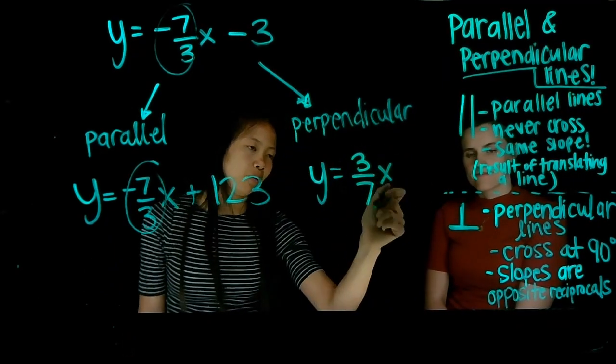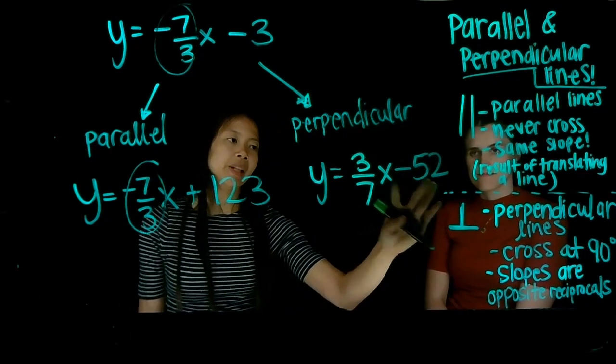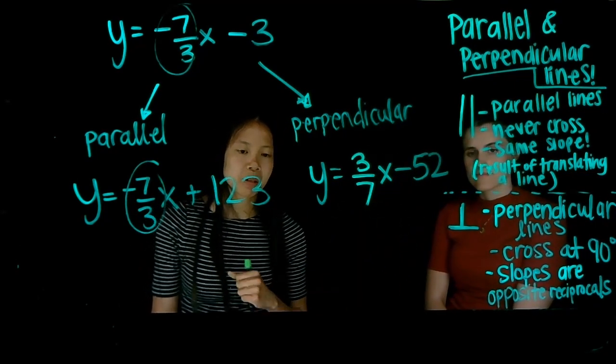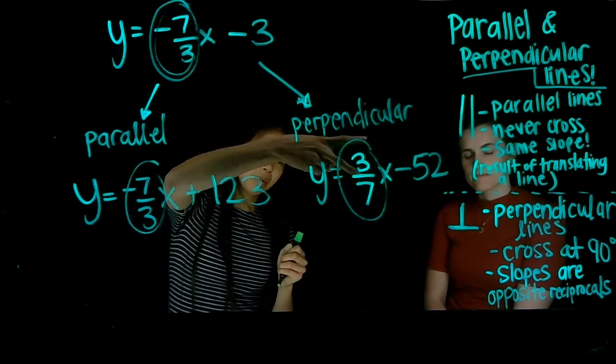And again, the y-intercept can be literally whatever. I'm going to say -52. It does not matter unless it specifically asks you to have a certain y-intercept. But this is a perpendicular slope because it is the opposite sign and the fraction is flipped, or the reciprocal.